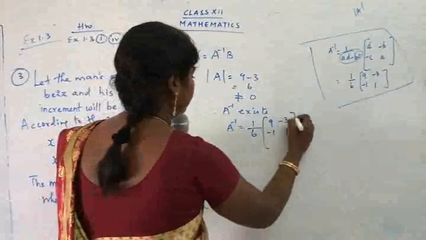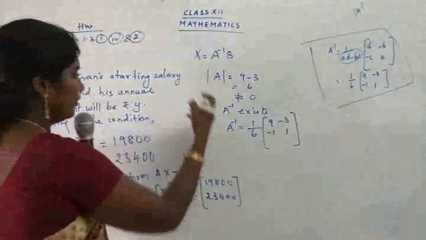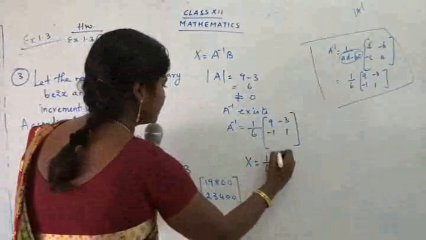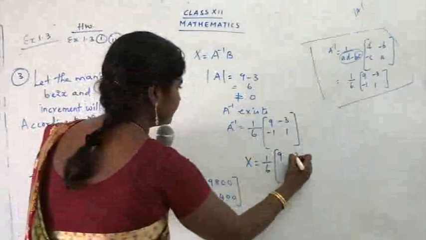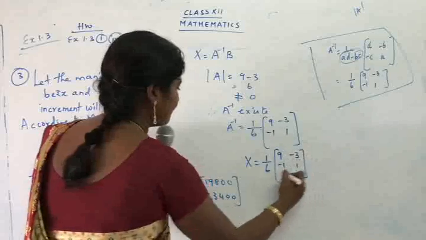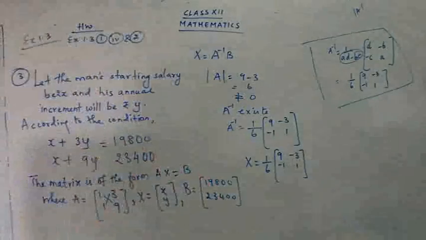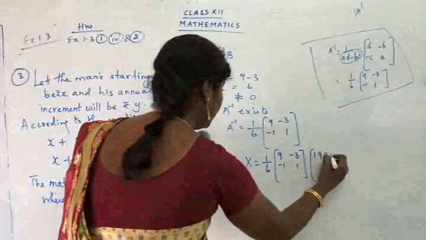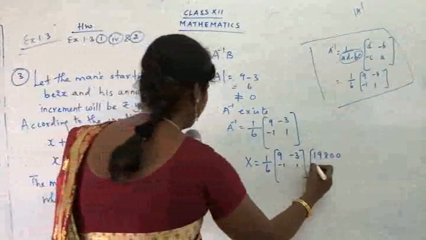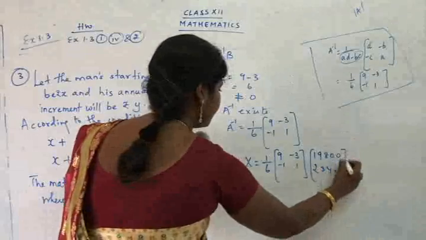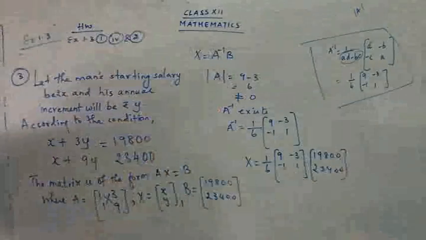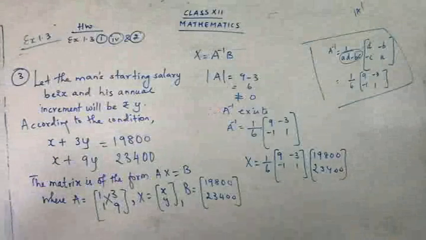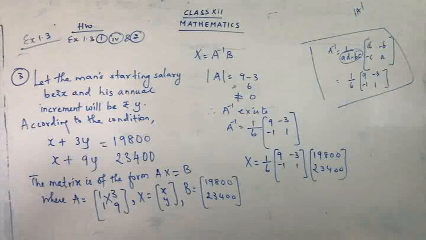Minus 1. Okay, so now let's find the value for X. So X is equal to, insert the value, 1 upon 6, 9, minus 3, minus 1, 1. What is the value for B, children? Yeah, it's 19,800 and 23,400. The numbers look bigger, yes, so be careful with the calculation part. I have just substituted the value for A inverse and B. So now let's do the matrix multiplication and get the answer.